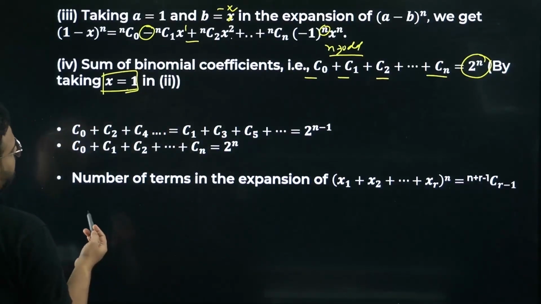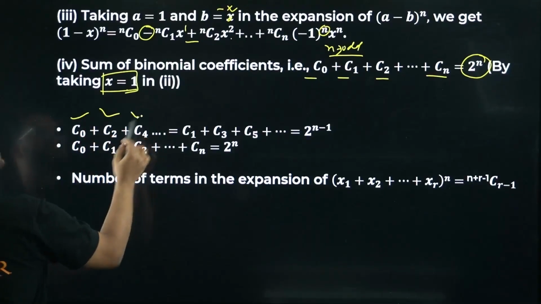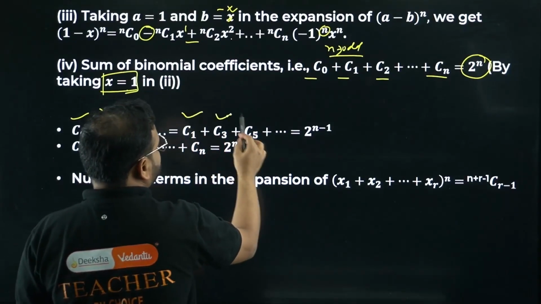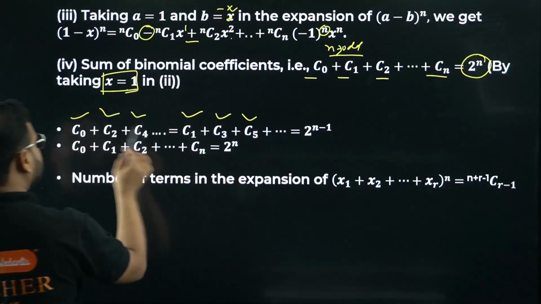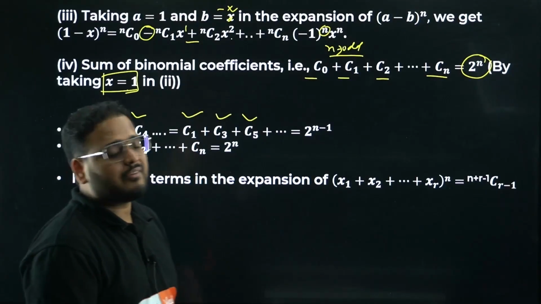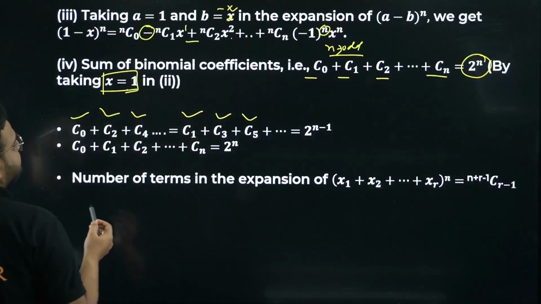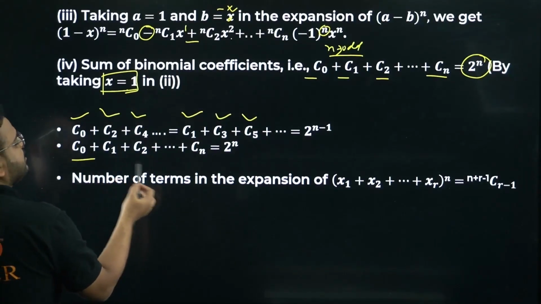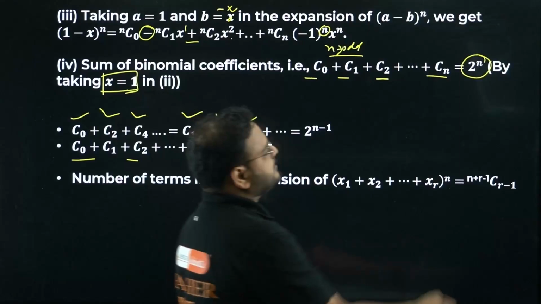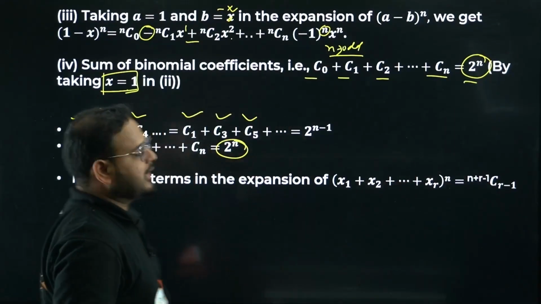Again, we have some more concepts. We have C0 plus C2 plus C4 and C1 plus C3 plus C5, like odd terms and even terms, and we get the result to be 2 power n minus 1. What else we have? The same thing is written over here. Please check.